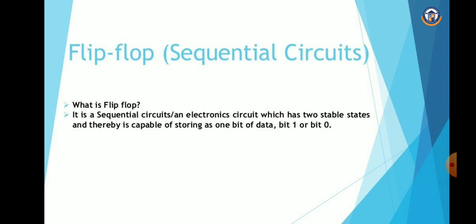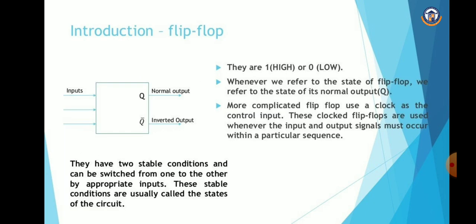Here we are going to store one bit. That's why flip-flops are used, and this is one of the sequential circuits, and it has two stable states. So we can store one bit in this flip-flop. These are the introduction of flip-flops. So we have input, and we have a normal output and an inverted output. The normal output is Q and the inverted output is Q bar. And we can give high and low inputs to the flip-flop. Whenever we refer to the state of a flip-flop, we refer to the state of its normal output.